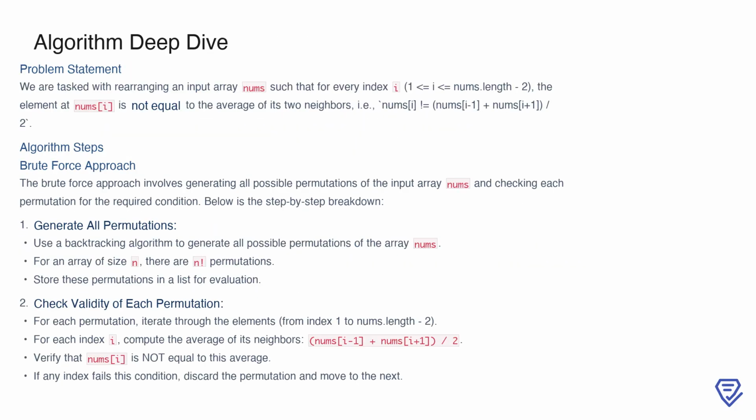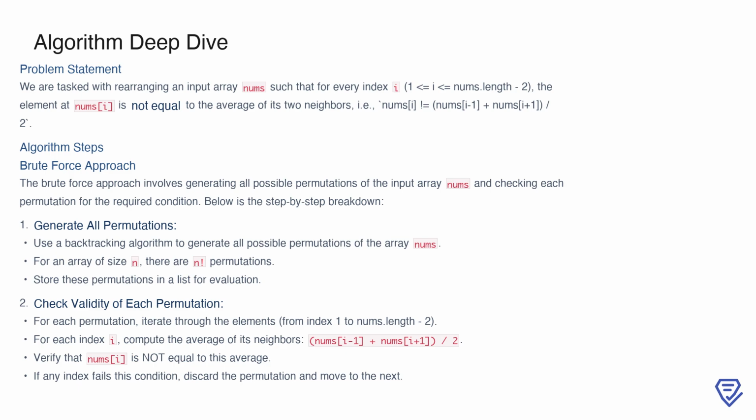The goal of this problem is to rearrange the array such that no element is equal to the average of its two neighbors. More formally, for each index i where 1 <= i <= nums.length - 2, the condition nums[i] != (nums[i-1] + nums[i+1]) / 2 must hold true. One basic way to approach this problem is through brute force.